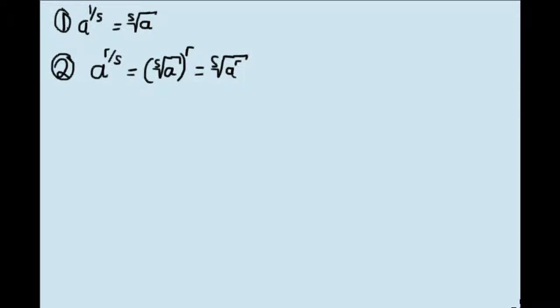In class, we've written down these two laws. a to the power of 1 over s, we defined it with the s root of a, and in analogy, a to the power of r over s is the rth power of the s root of a, or vice versa, the s root of a to the r power. Example, we can say 8 to the power of 1/3. Now, according to this definition, we can write it as the third root of 8. Fine. So some of us know that this is a 2.